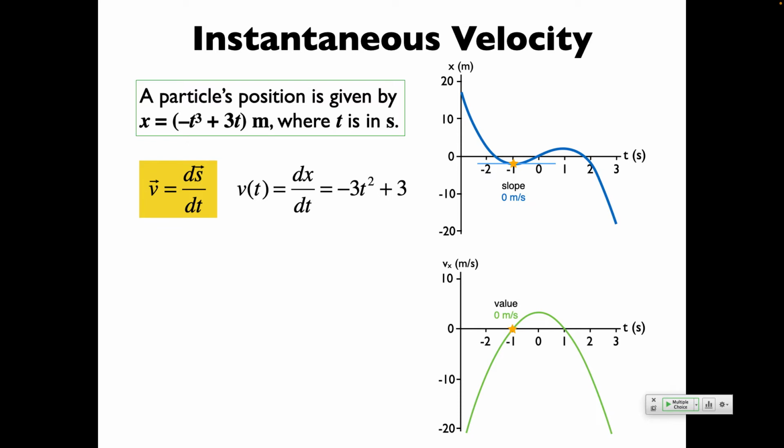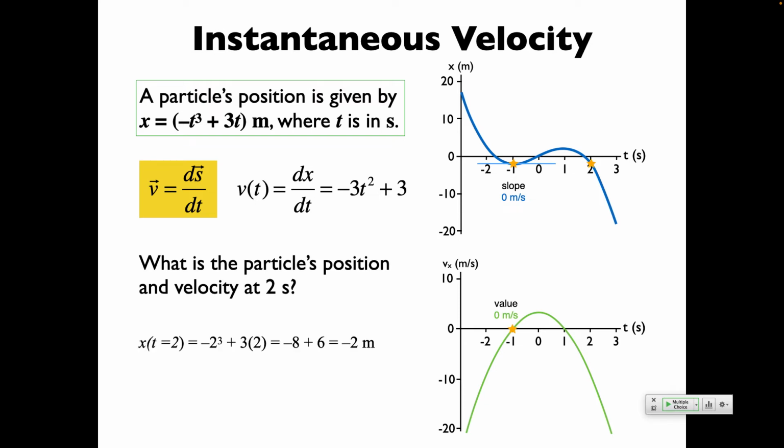So what's the particle's position at 2 seconds? How do you find that? You just plug 2 into the position equation, for time. You plug it in, and you get negative 2 meters. If you want to figure out the particle's velocity at 2 seconds, you plug it into the velocity equation. So this is just saying all this calculus we've done in math has applications in physics, specifically in kinematics.